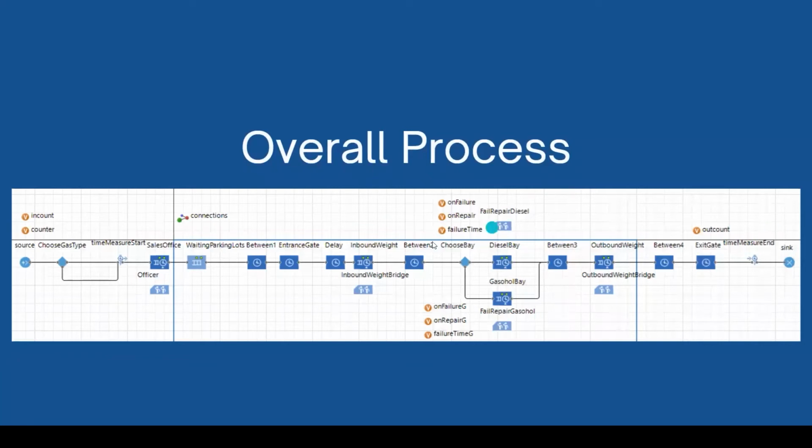This is the overall process. From the start, the driver chooses the gas type between diesel and gasohol. Then they wait to go to the sales office, and when the driver finishes the transaction in the sales office, they wait again to pass the entrance gate and wait in the inbound wait station, and then go to the wait station of their own type. After that, they wait again in the outbound wait station and go out at the exit gate.